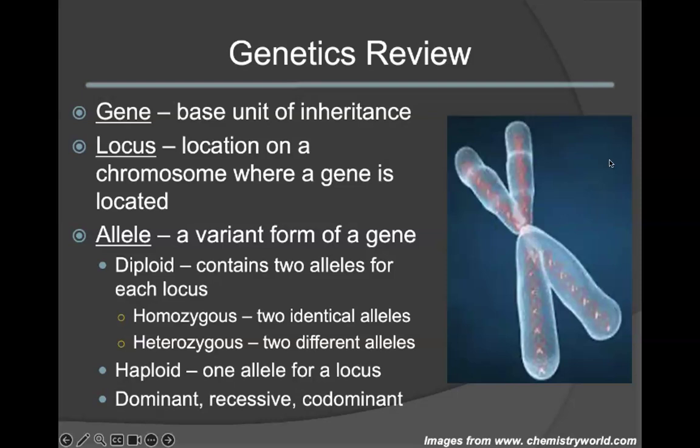Because we have two versions of the allele, we are considered diploid. Haploid, however, refers to having one allele for a locus. Our gametes, for instance, are considered to be haploid. These alleles can be described in different ways, such as dominant, recessive, or codominant.